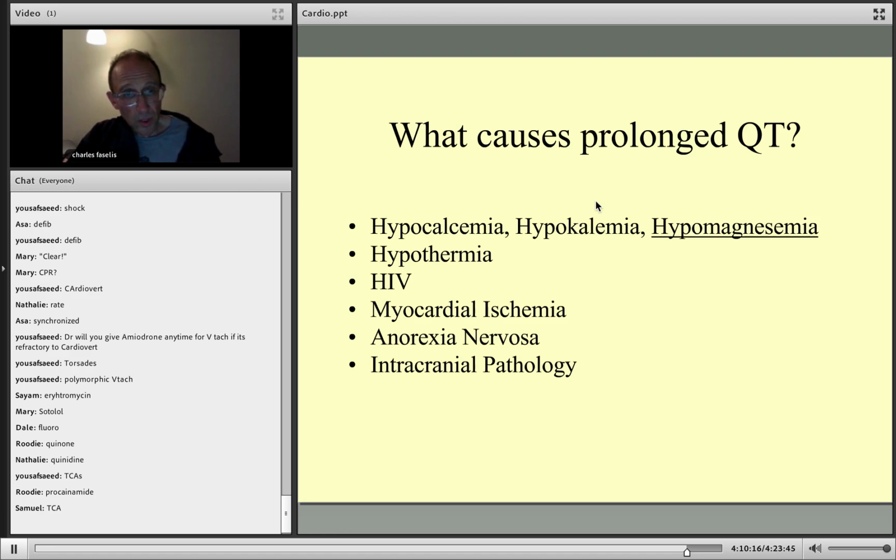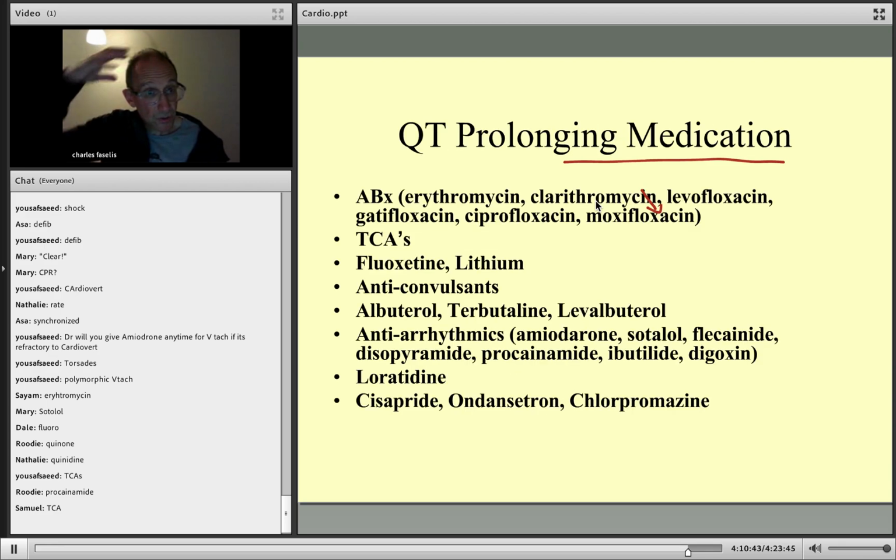All right. So what causes prolonged QT interval? Well, there's medication that we just talked about, but also hypocalcemia, hypokalemia, hypomagnesemia. I need you guys to know this. Severe hypothermia, sometimes infections with HIV, sometimes myocardial ischemia and anorexia nervosa, and sometimes intracranial pathology like bleeds in the brain. Okay, now this is your medication, right? You guys got to know this stuff here.